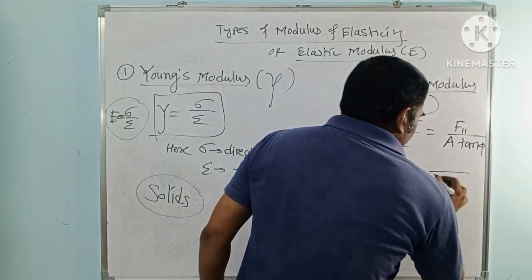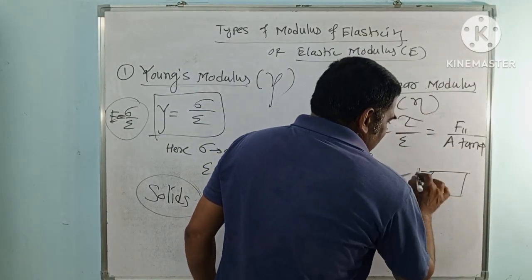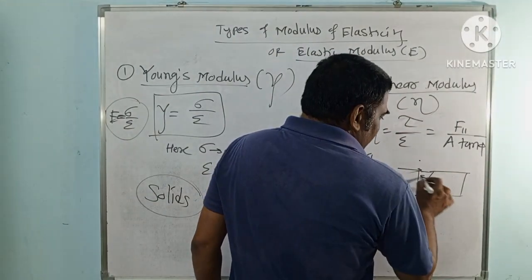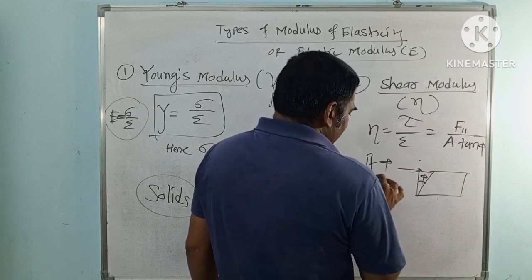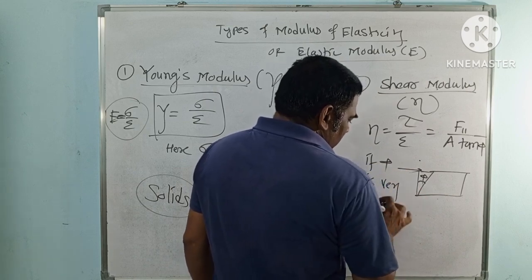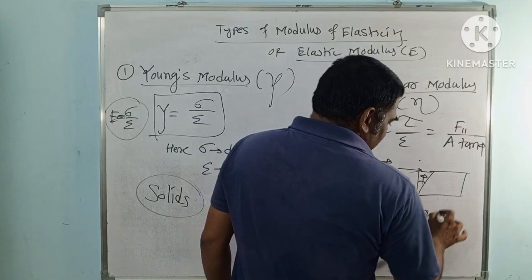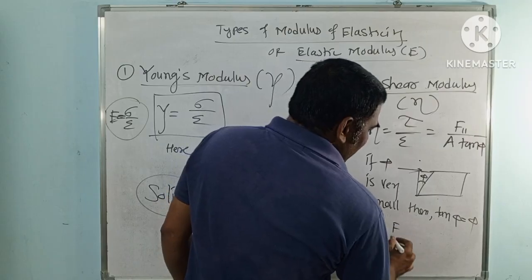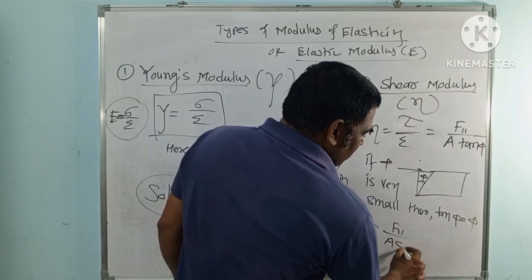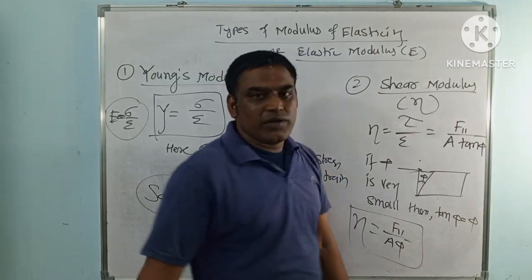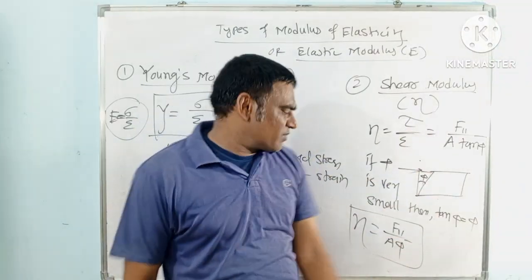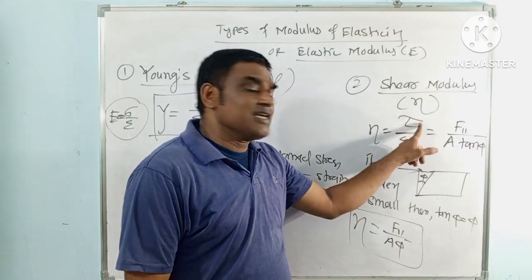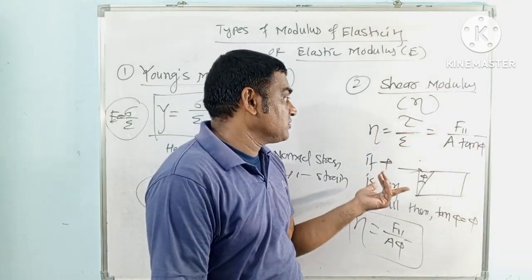If this theta, this is what happens now. This force is applied, change in this. So if this phi is very small, then tan phi is equal to phi we can write. So finally eta is equal to parallel force divided by A into phi. Okay, so mostly there are no questions on this, but it is there in the syllabus, so we can use it like this.